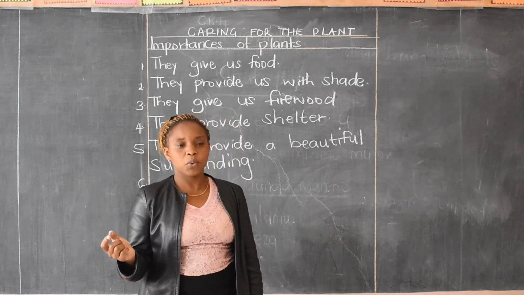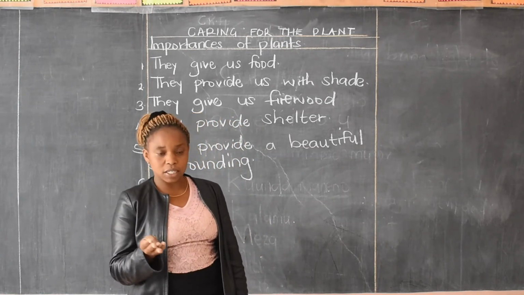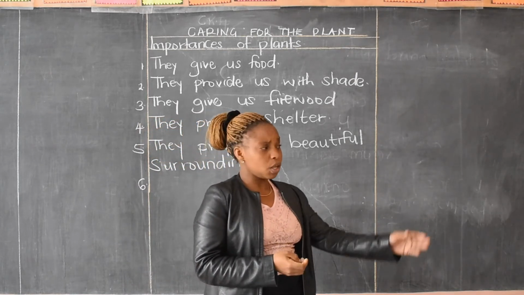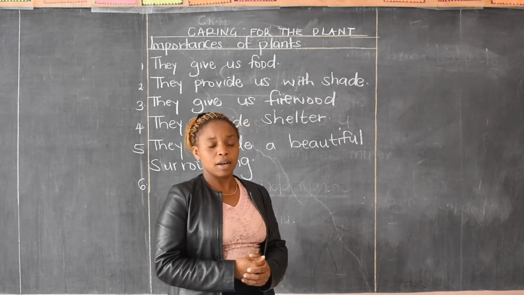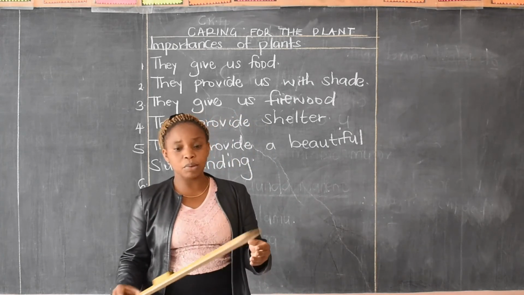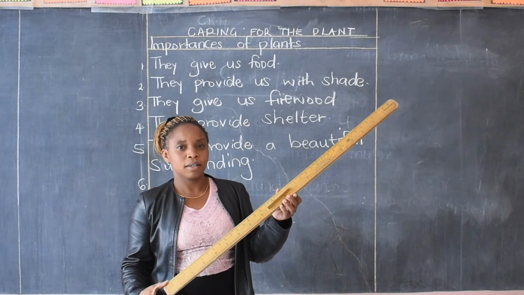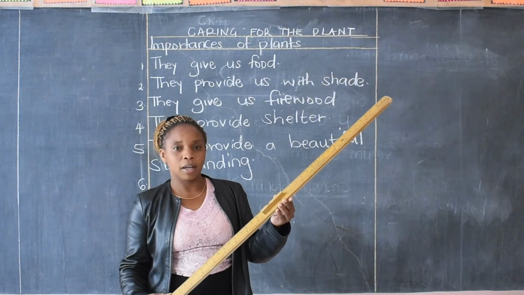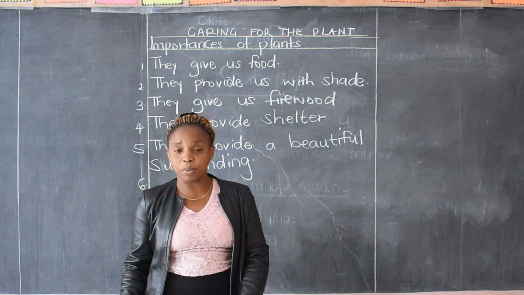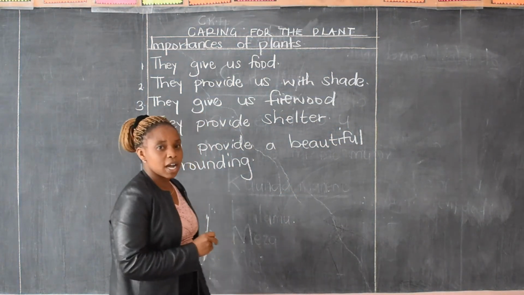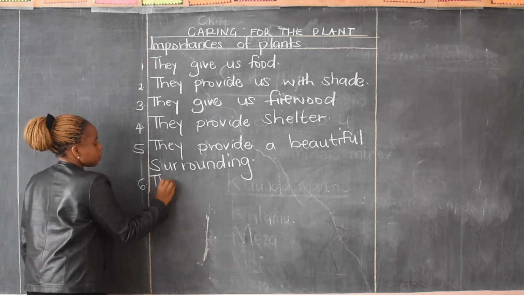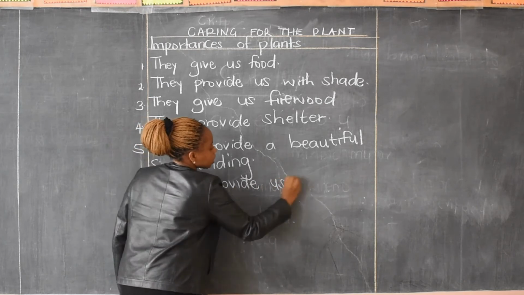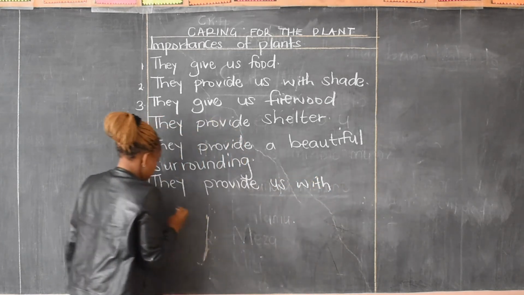Furniture. We have the chairs that you sit on. We also have the tables, and some of the doors at home. I also have a blackboard ruler here. It's made of timber. So plants are of great importance to us. They provide us with timber.